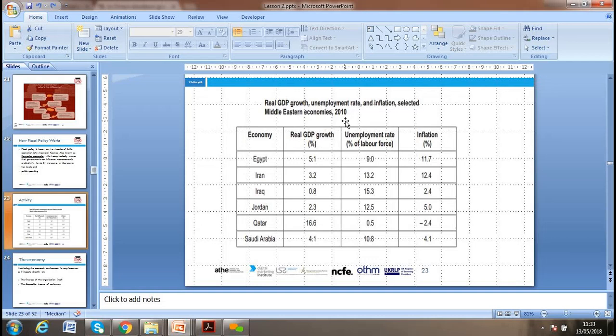Okay, if we look at the real GDP, unemployment rate, and inflation in selected Middle Eastern countries in 2010: Egypt, Iran, Iraq, Jordan, Qatar, and Saudi Arabia. We see unemployment is quite high, 10.8% in Saudi Arabia, which is known as a quite rich country in terms of oil. But look at the unemployment figures, that is alarming. Inflation, yes, is 4.1%.